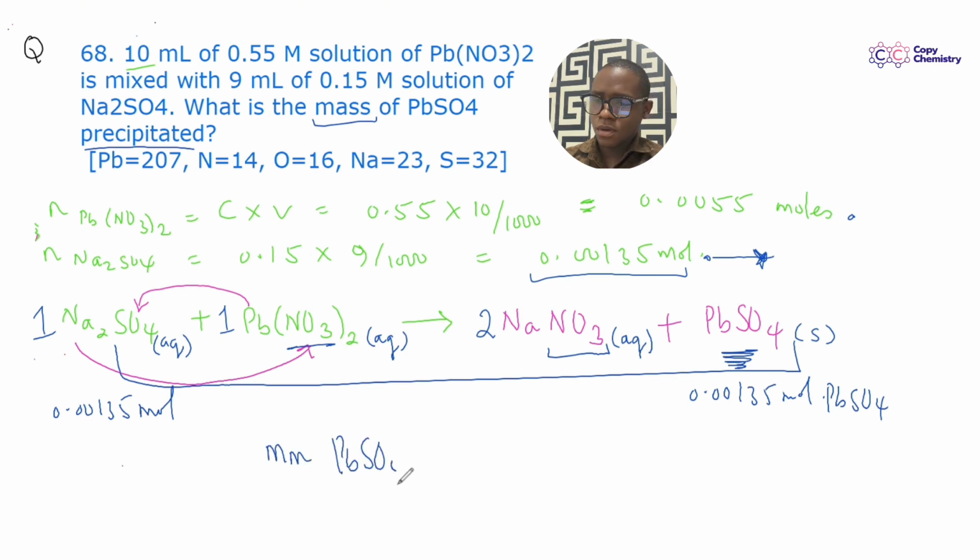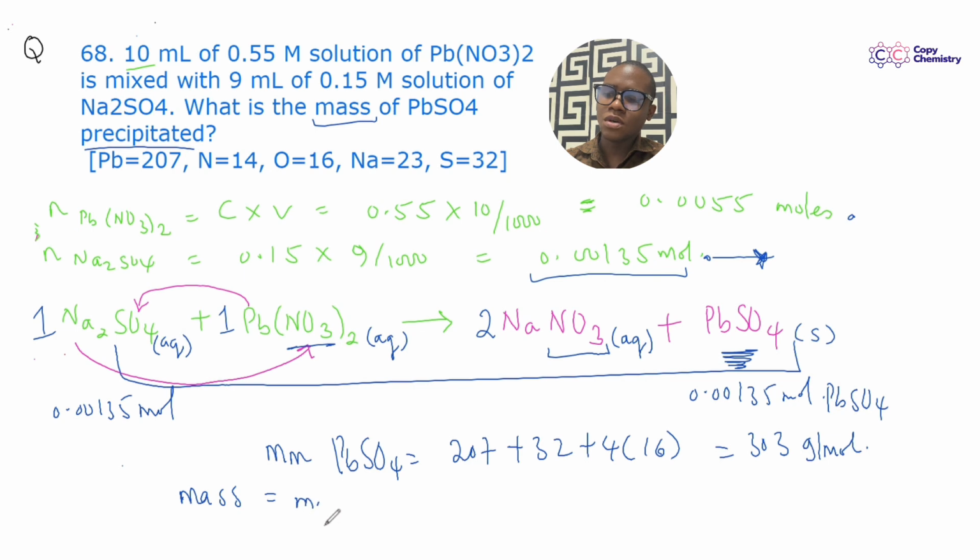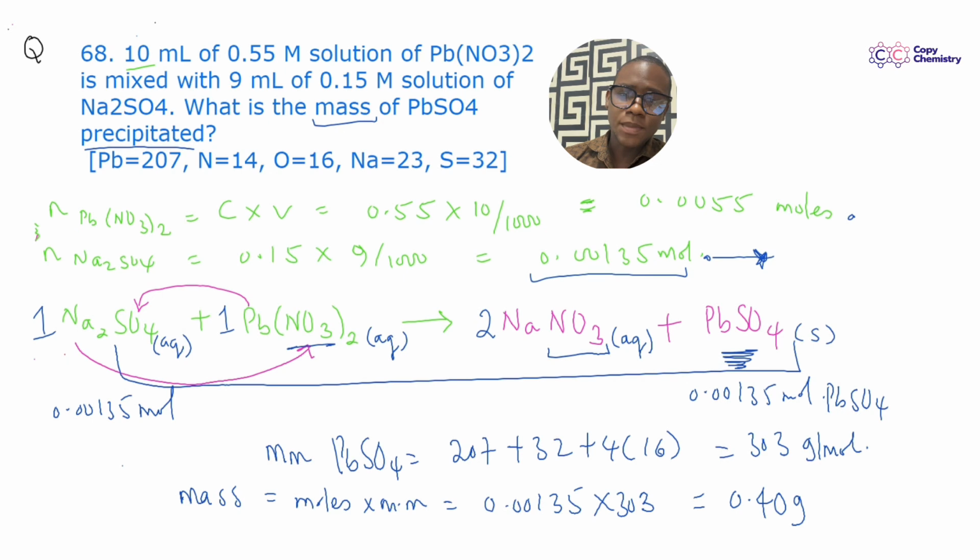So let's do molar mass of lead sulfate. Are you ready? Lead is 207, the sulfur is 32, and oxygen is 16. So when you do all that, you should get about 303 grams per mole. Then you conclude this question by saying mass should be moles times molar mass, and yeah, that would be 0.00135 multiplied by 303, which should give us 0.40905 grams. I'm just going to write 0.40 grams. That is the end of this question.